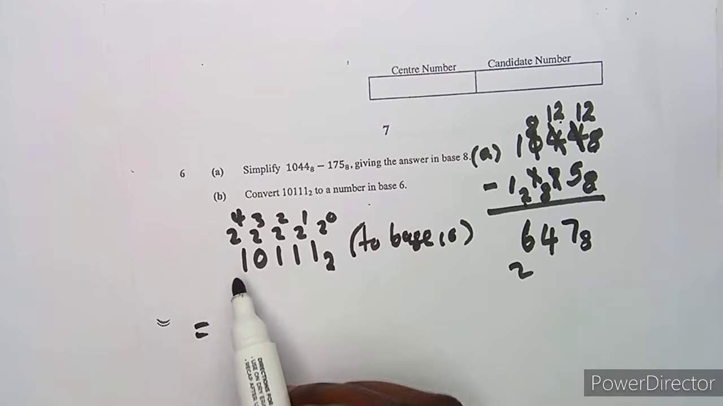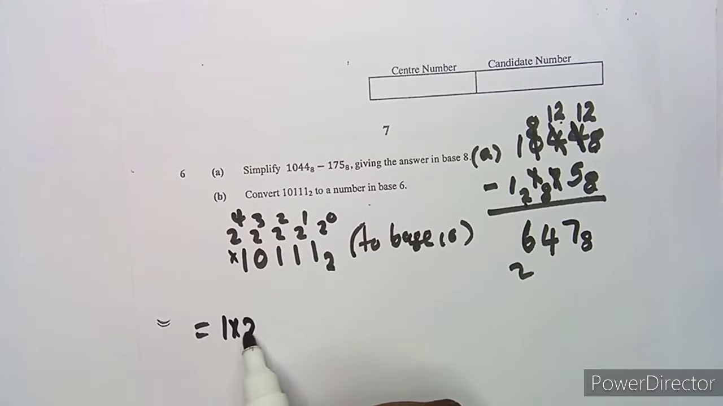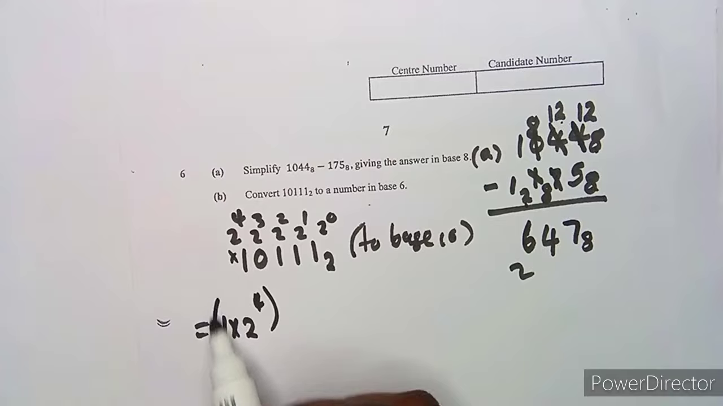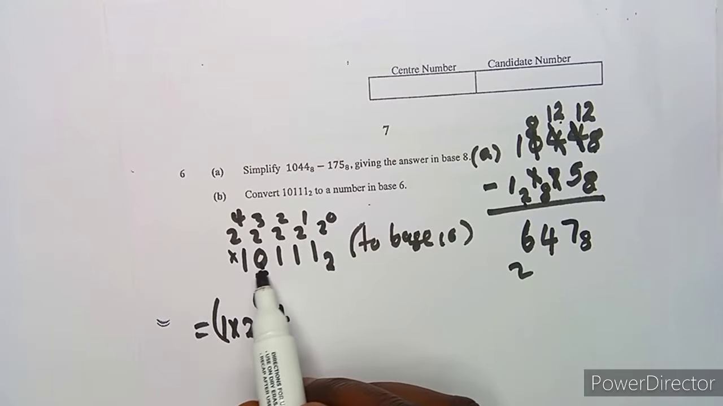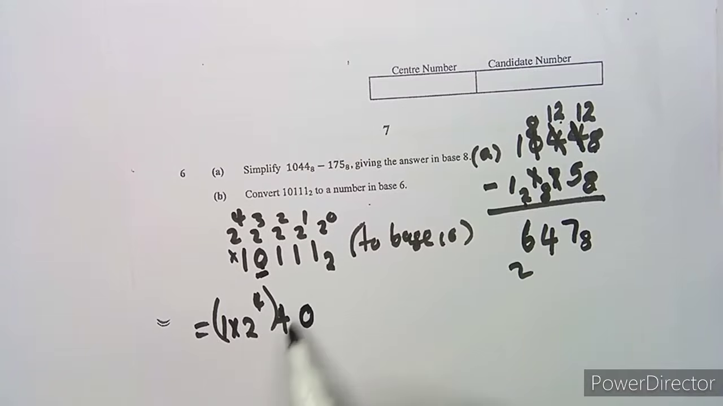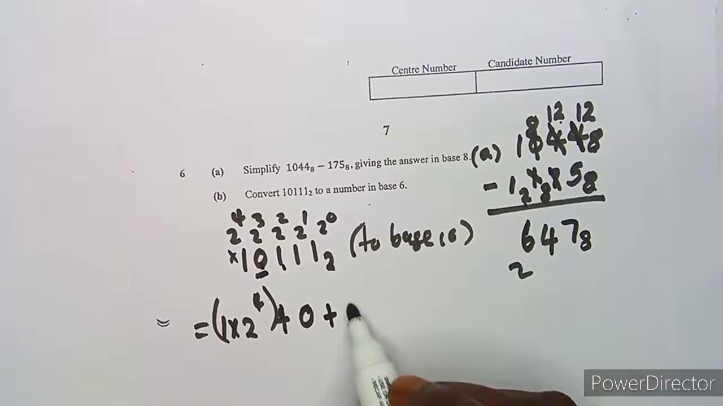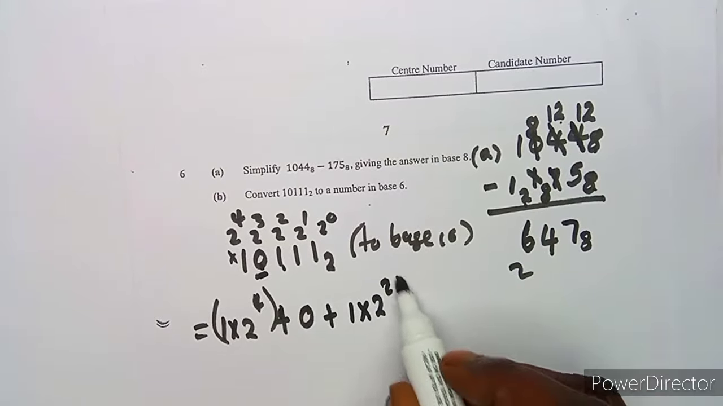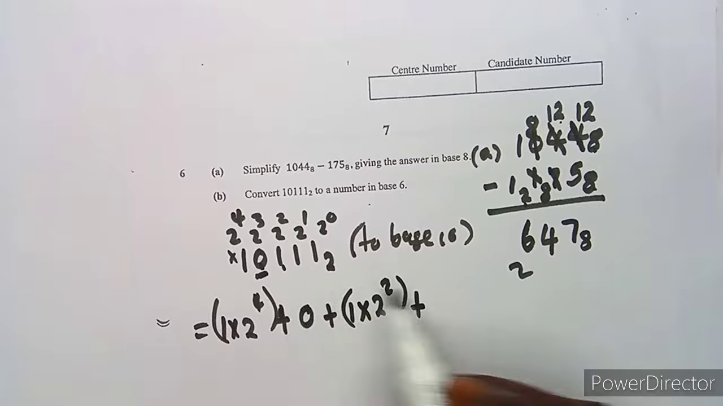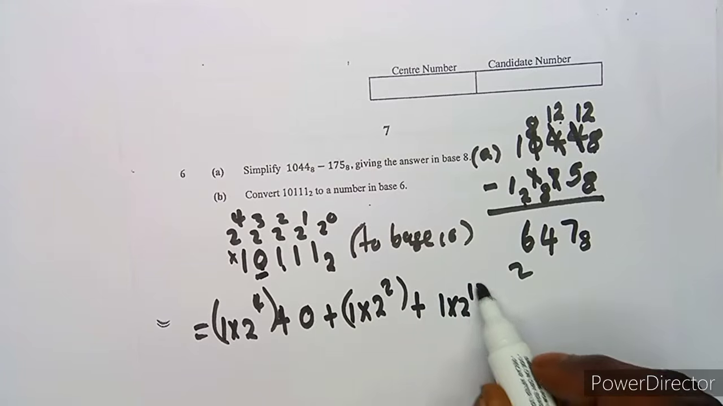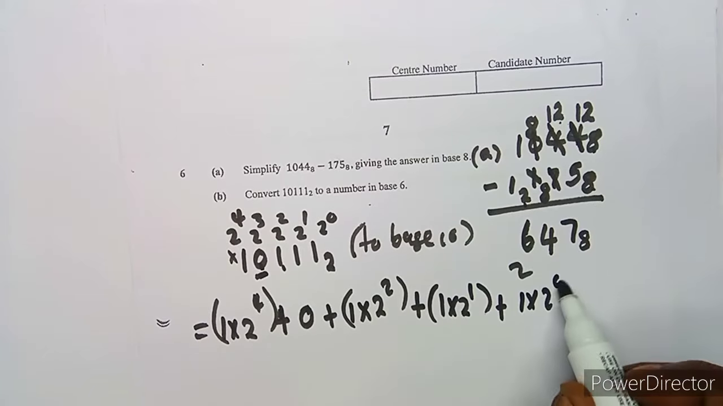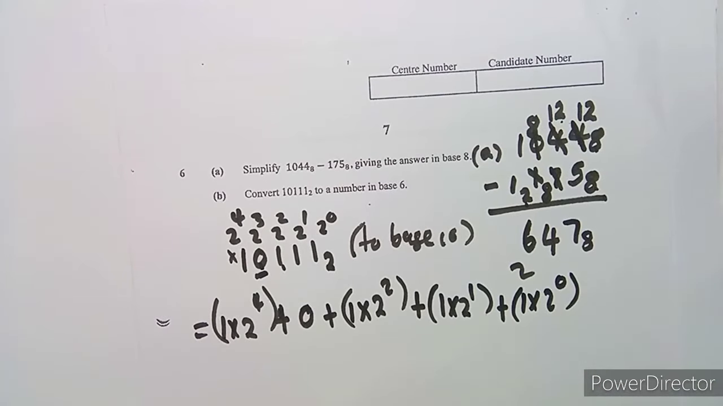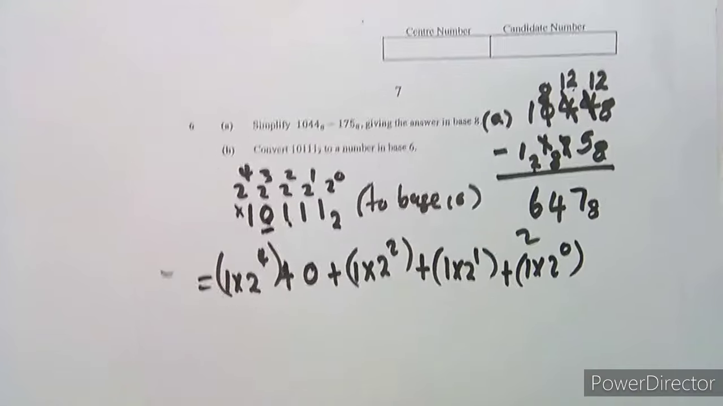So it's going to be 1 times 2 to the exponent of 4 plus, this one is a 0, guys, so just write it as a 0. Okay, plus we move on to this one, 1 times 2 to the exponent of 2, plus we move on to this one, 1 times 2 to the exponent of 1, plus we move on to this one, which is 1 times 2 to the exponent of 0, which is actually a 1 again. All right, so that's what you have here.